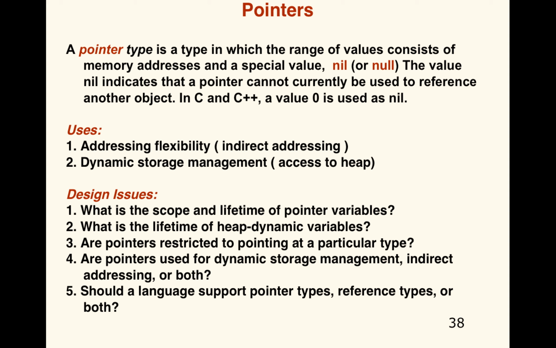But that's what it's talking about in terms of number 3: are the pointers restricted to pointing to a particular type, or can you just point it to anything? Most static languages have the pointers only pointing to a particular type. So are pointers used for dynamic storage management, indirect addressing, or for both? In Python, they're used for both. C, C++, they're primarily used for indirect addressing. Java, they're used for both.